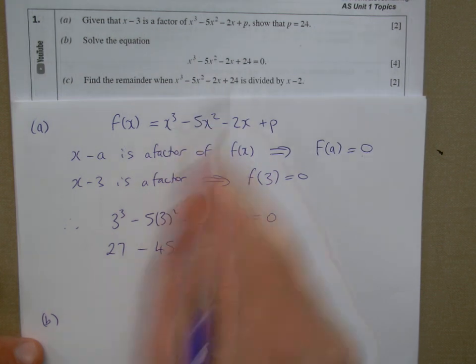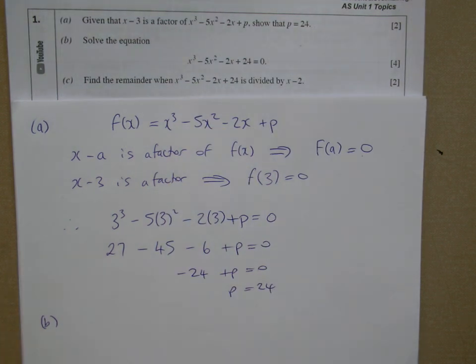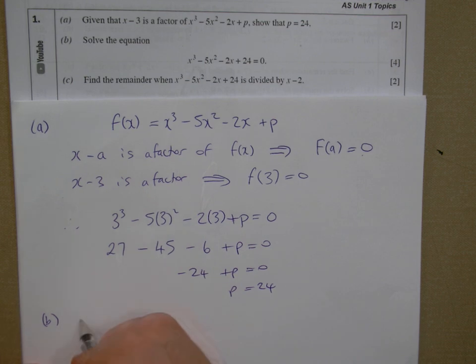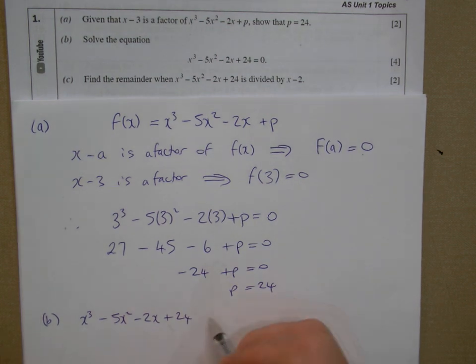With part B then, it says solve this. Now in order to solve this, it's a bit like when you solve a quadratic. When you solve a quadratic equation, we can factorize it, and the same with a cubic. If we factorize it, then we'll be able to solve it. So by factorizing it, we need to put it into brackets. We'll forget about the fact it's equal to 0 for a minute, and just factorize it, put it into brackets.